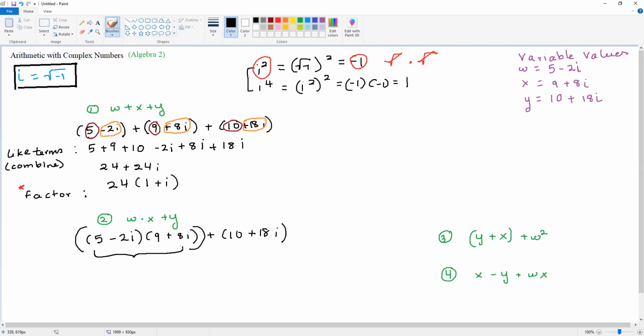So foiling it would give us outer terms 45, outer inner.